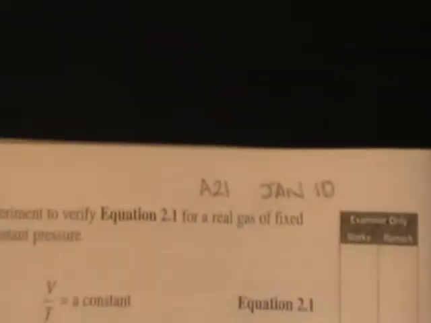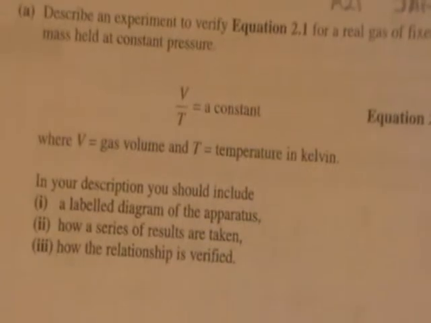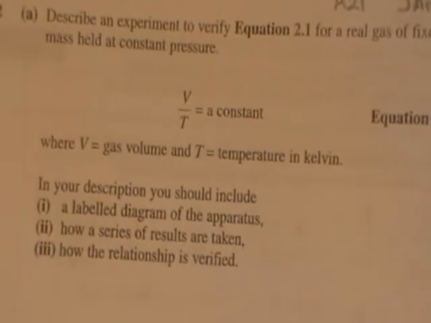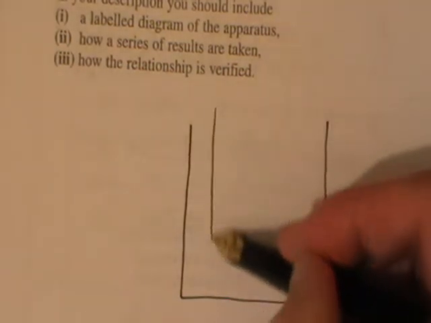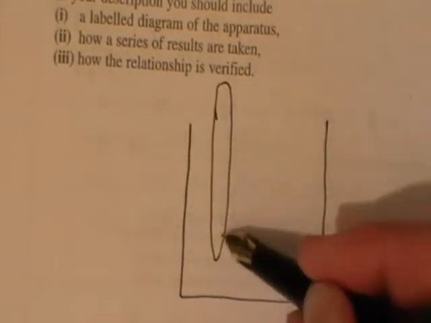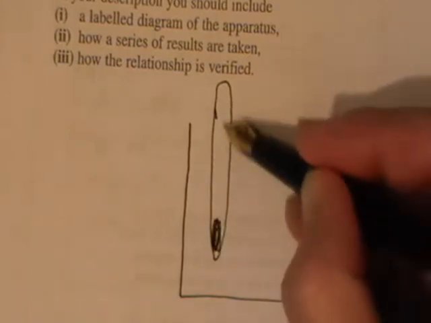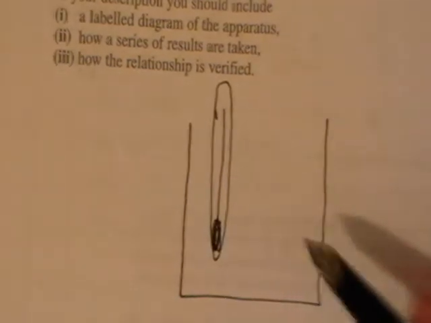This is January 2010, question 2 from paper 4, and this is again a description of Charles' law, which no longer is on the new specification, but Charles' law requires us to have a water bath. We then have a thermometer to measure the temperature. Okay, so we have our thermometer measuring the temperature.